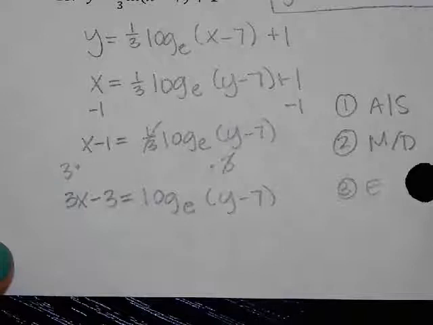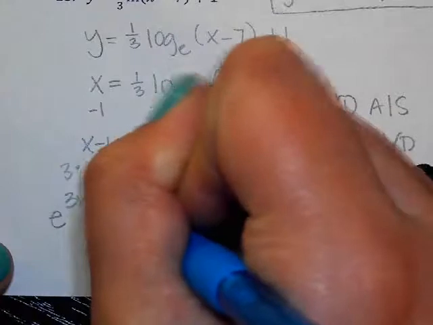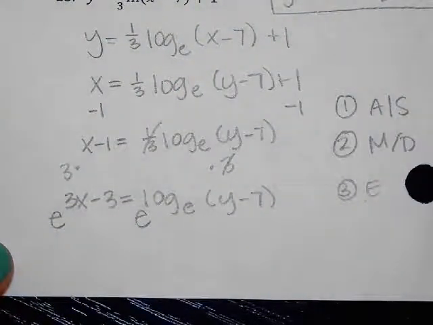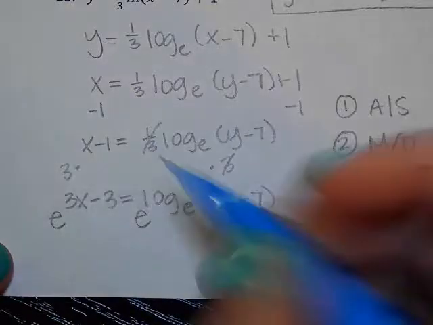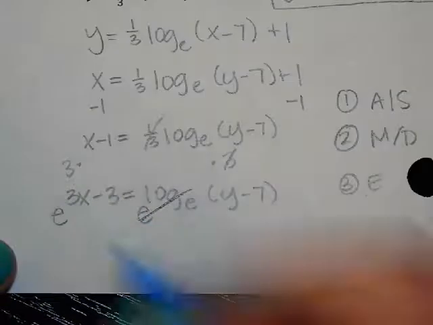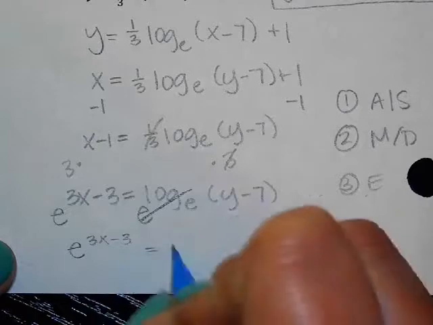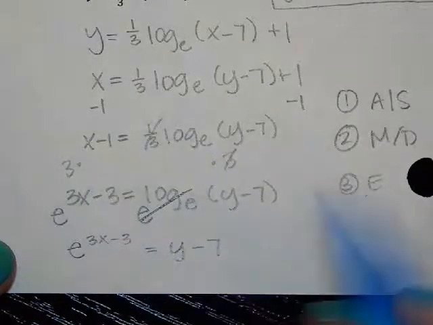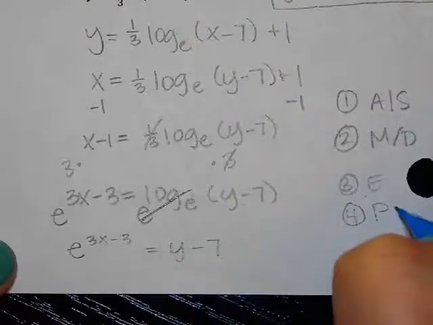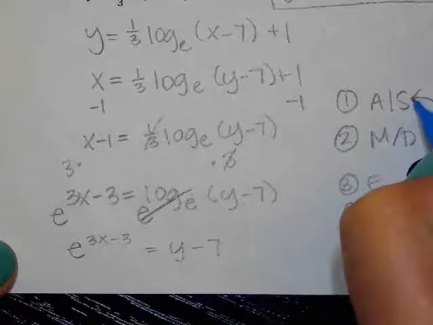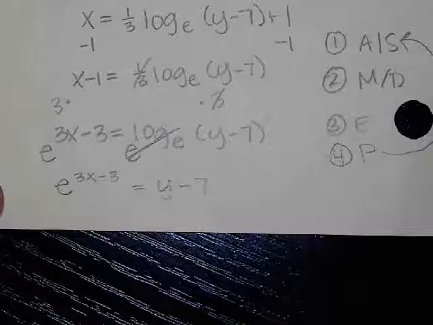So I'm doing e to the 3x minus 3, e to the log base e, because I know e to the log base e cancels each other out. They're inverses. They're going to undo each other. So these two are gone. Now we have an exponential problem. E to the 3x minus 3 equals y minus 7. So at this point, I've actually done step 3 and step 4. I was able to bust inside those parentheses. So now I'm going back up to the first step and going through my operations again. So what do I do? Add 7.